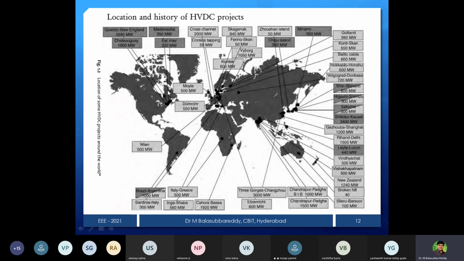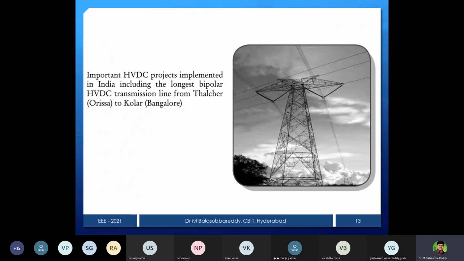This is just given as a screenshot of where the HVDC lines are established, and you can see it in this line. HVDC projects implemented in India, including the longest bipolar HVDC transmission. I mentioned in the introduction of the first unit that there are 3 types of links: monopolar, homopolar and bipolar. All 3 will be there, and in different areas they may be installed differently. They have their own advantages and disadvantages.